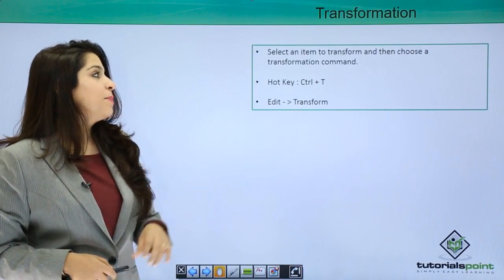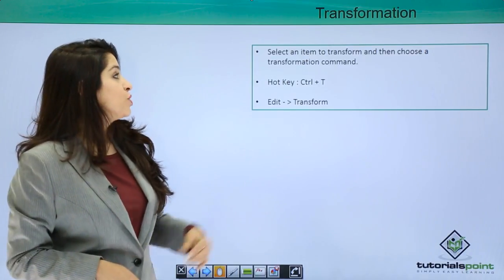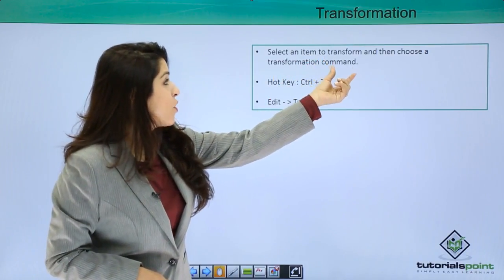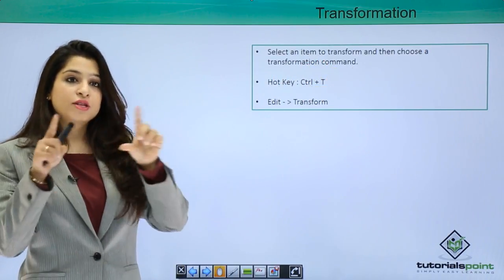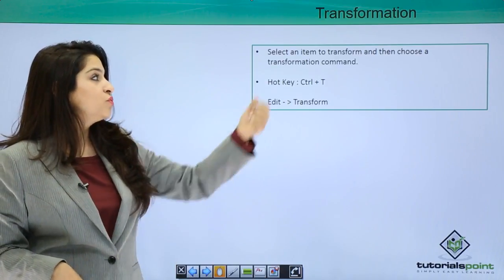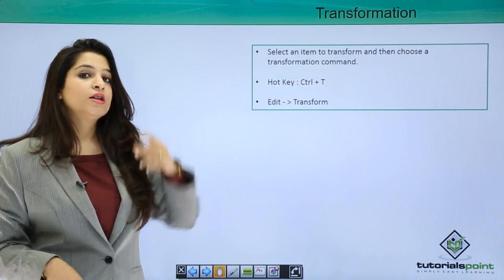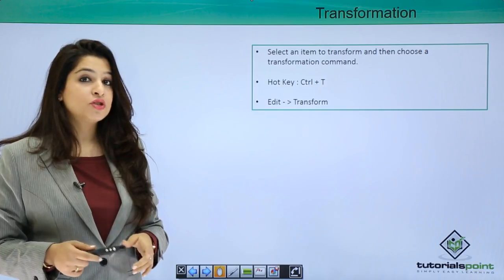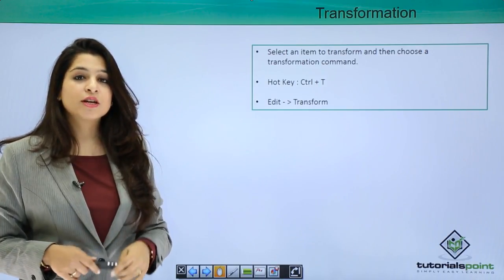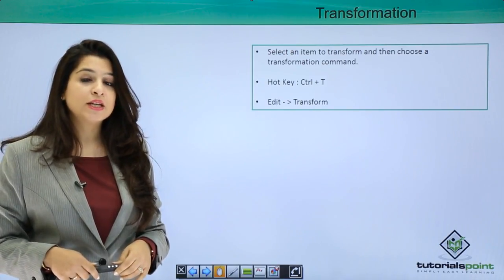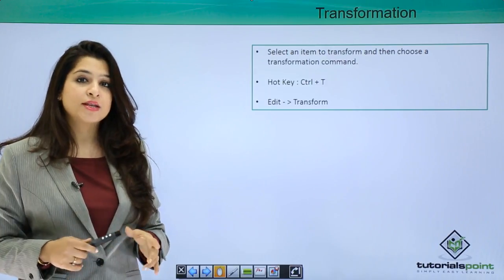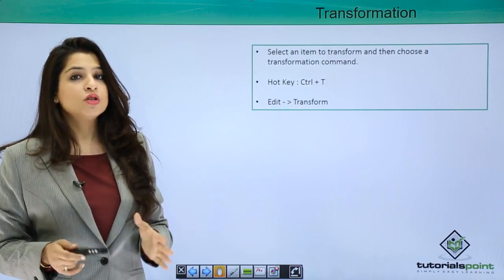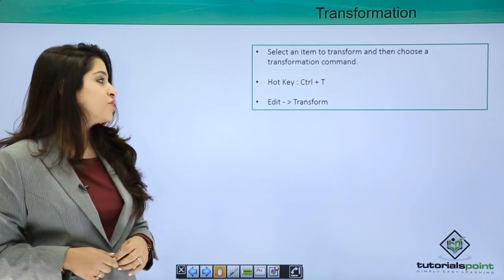So, how do we apply a transformation? You select an item or a selection and then you choose the transformation command. The transformation command can be invoked by just its shortcut, Control or Command T. You can also go to the Edit menu and select Transform. You can also right click on an image and select Transform.